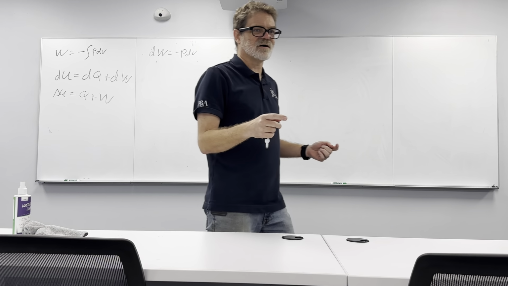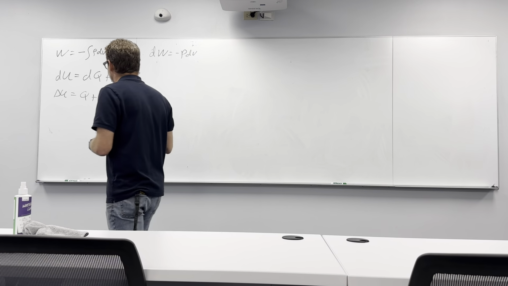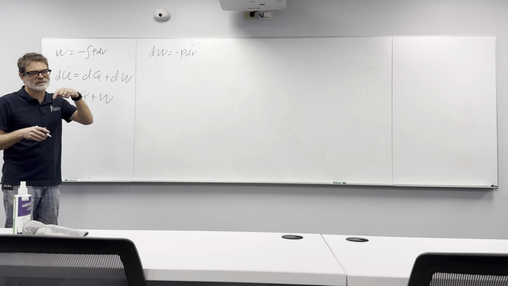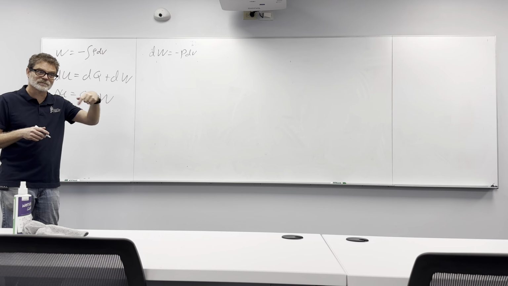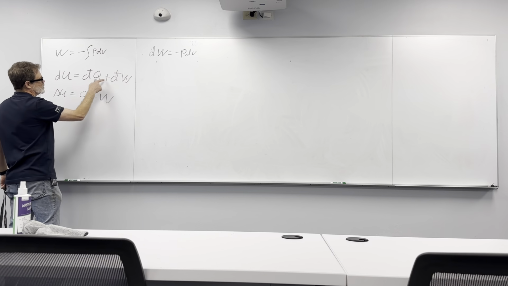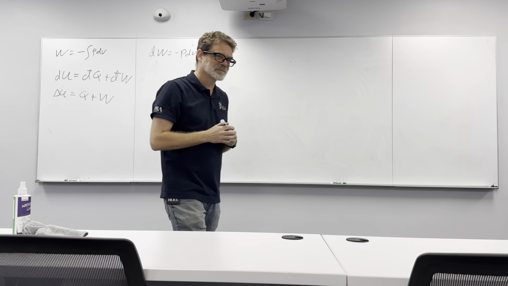Now, a little bit of notation that you'll see in some textbooks, probably not our textbook, but when you take thermodynamics more advanced, you'll see sometimes they put lines through these dq and dw. And there's a reason for that.